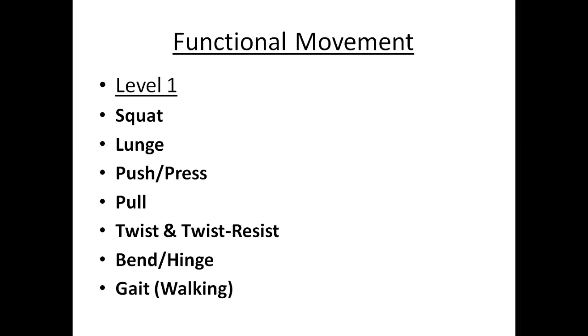So here we are, level 1 functional movements. We've got squatting, which is symmetrical lower limb movement. We've got lunging, which is asymmetrical lower limb movement. We've got pushing or pressing with the upper limb. We've got pulling also with the upper limb. Then we've got twisting, such as bending, chopping or lifting. And then we've got twist resist, things like the plank. Then we've got bending or hinging. This is a deadlift pattern of movement or a kettlebell swing. And then we've got gait, which for this purpose will be walking.